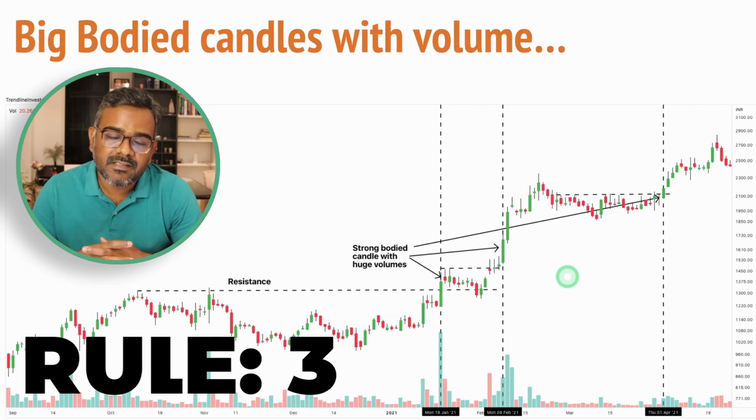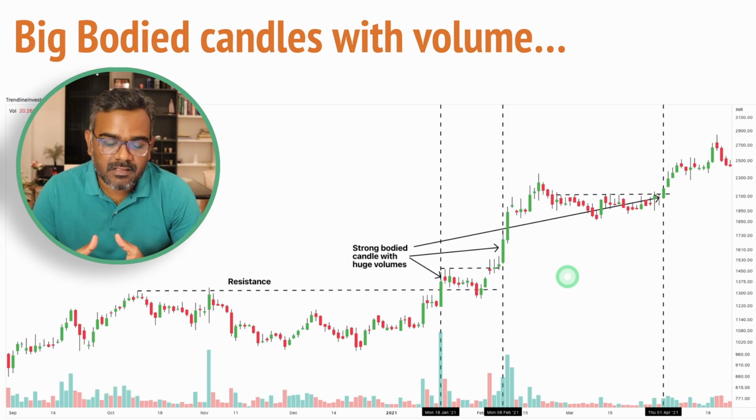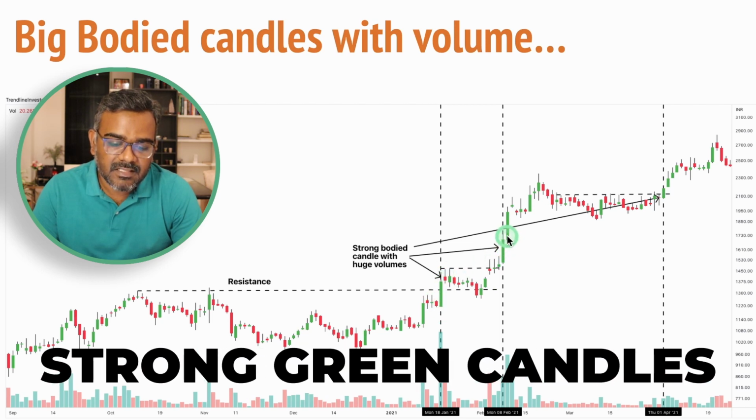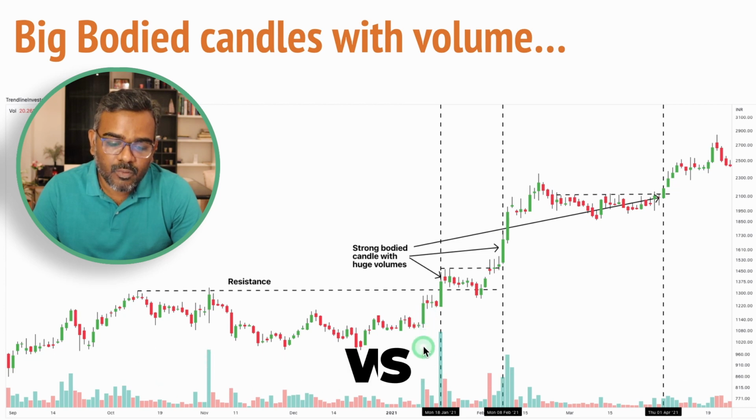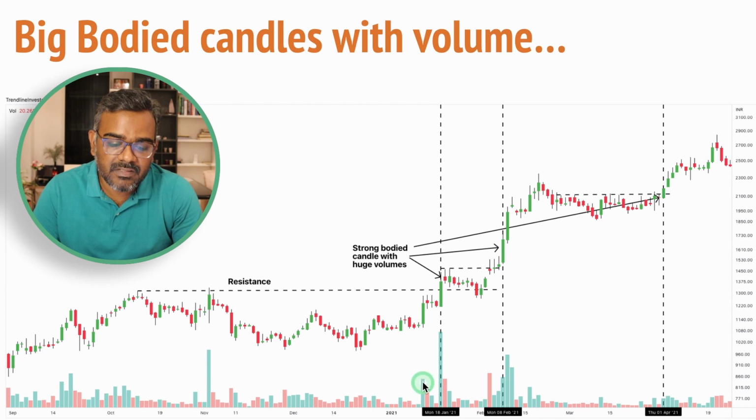Now, the third rule is on the breakout, you should see some really, really strong green candles, right? Now, when I say a strong green candle, this is a strong green candle. This is a strong green candle, right? Also, this is a strong green candle. Now, along with the green candle, you want to see a major rise in volumes. If you see in these volumes here, the areas where I've highlighted, the volume is pretty high compared to the previous zone over here, right?